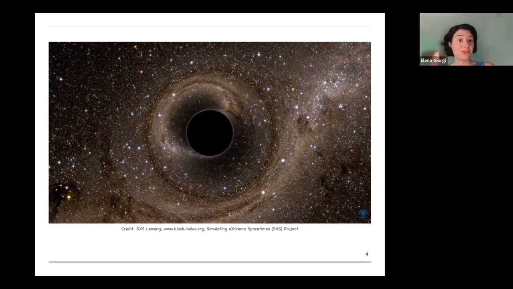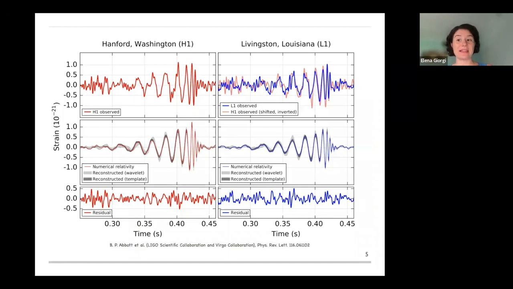Now, this is a nice video and a real simulation, but this kind of image, two black holes rotating around each other, is not what LIGO saw, because we have no telescope powerful enough to see something like this. What LIGO actually saw is this. More precisely, the first line of the graph is the signal observed by the interferometers in Washington on the left and in Louisiana on the right. You can see that there are two different signals. The one in Washington is the red signal. The one in Louisiana is the blue one.